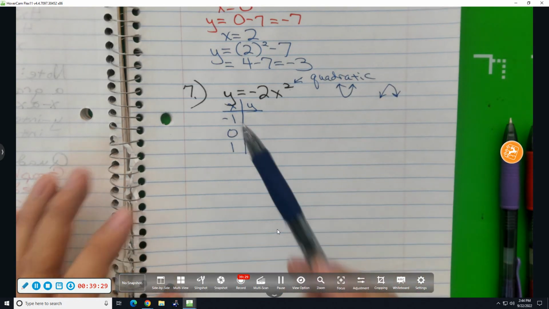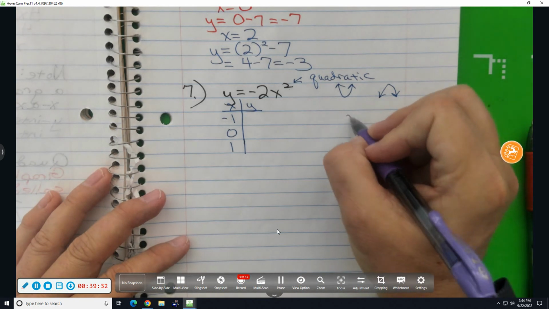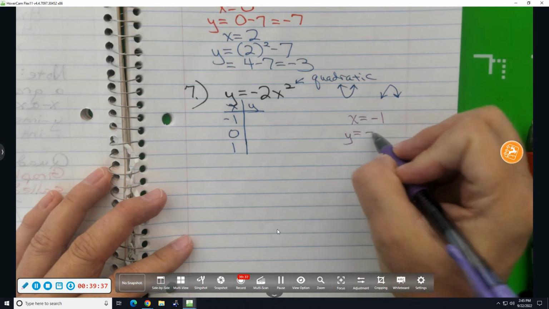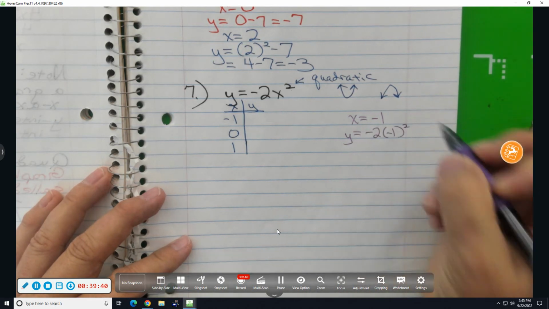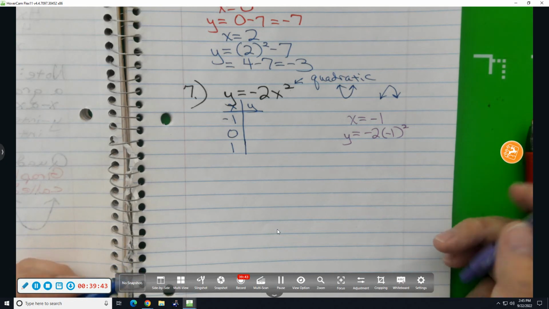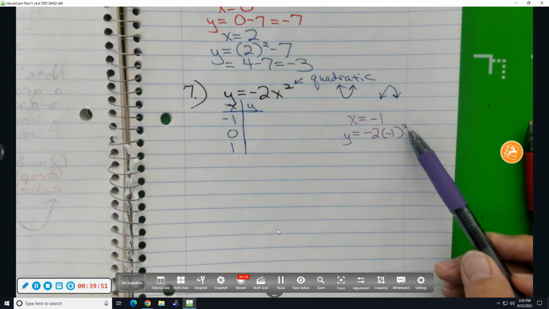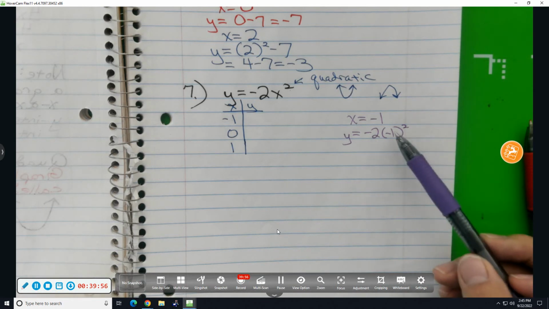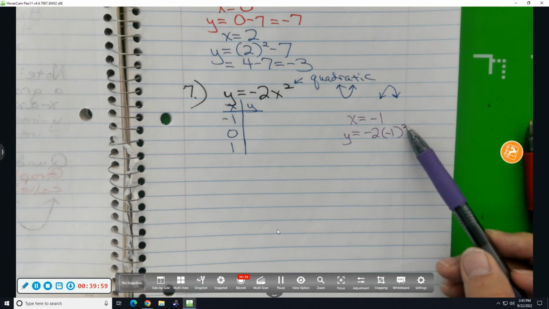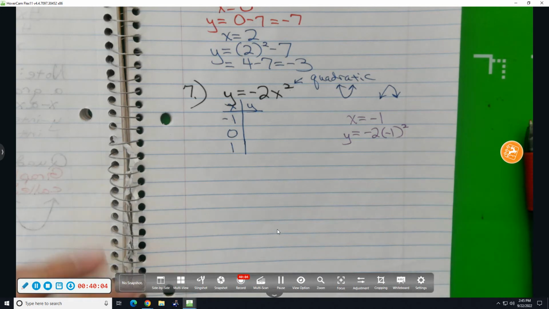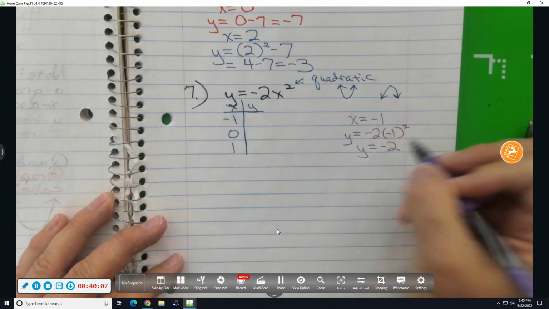So let's start with negative 1. Plug in negative 1. X equals negative 1. Then y equals negative 2 times negative 1 squared. So the square negates the negative, so it's negative 2 times 1, which equals y equals negative 2. That's correct. Realize, though, according to the order of operations, you perform exponentiation before multiplication. So that negative 1 squared, that square gets rid of that negative. Negative 1 times negative 1 is positive 1, times negative 2 gives us a y value of negative 2.